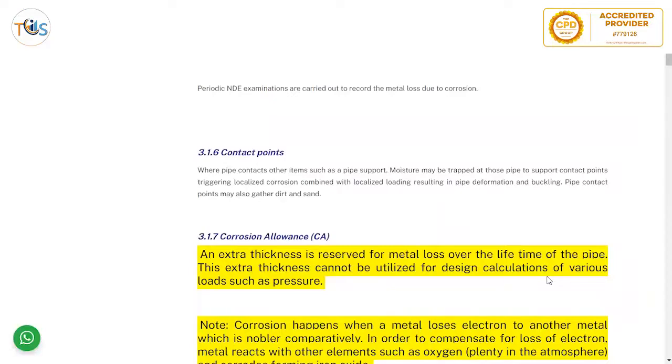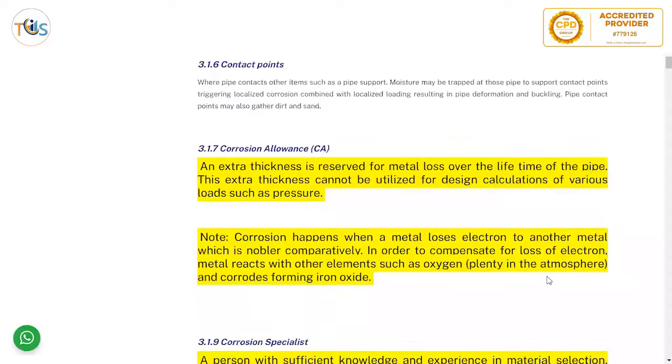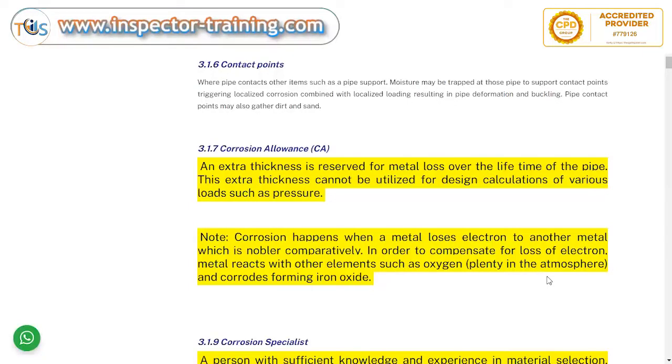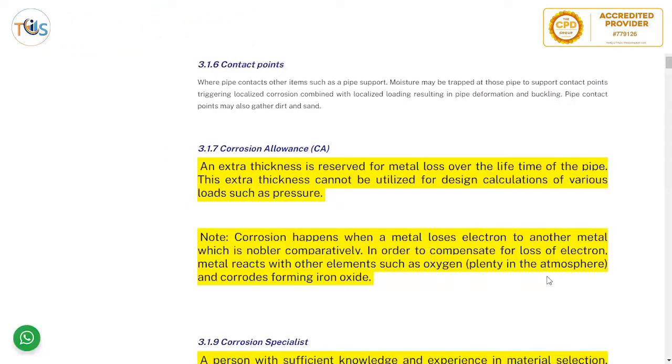Contact points: when pipe contacts other items such as a pipe support, moisture may be trapped at those pipe to support contact points, triggering localized corrosion combined with localized loading, resulting in pipe deformation and buckling. Pipe contact points may also gather dirt and sand and corrode faster in those areas. Corrosion allowance is an extra thickness reserved for metal loss over the lifetime of the pipe. This extra thickness cannot be utilized for design calculation of various loads such as pressure.